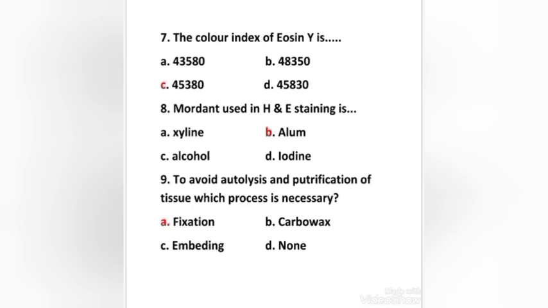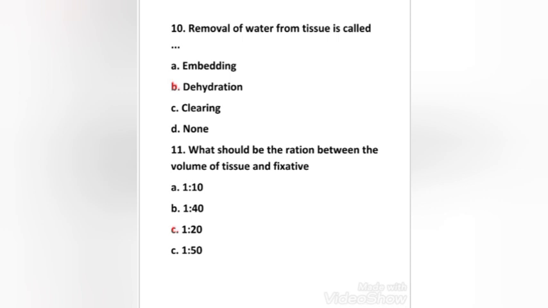Next question. To avoid autolysis and putrefaction of tissue, which process is necessary? Fixation, carbowax, embedding, none. Right answer is option A, fixation. Next question. Removal of water from tissue is called embedding, dehydration, clearing, none. Right answer is option B. Removal of water from tissue is called dehydration.